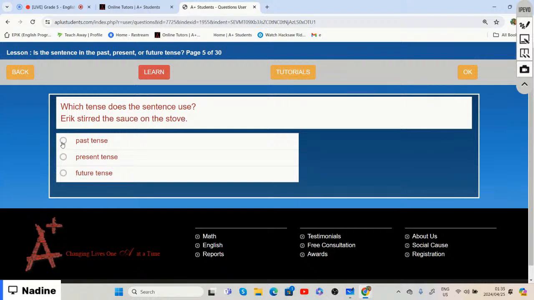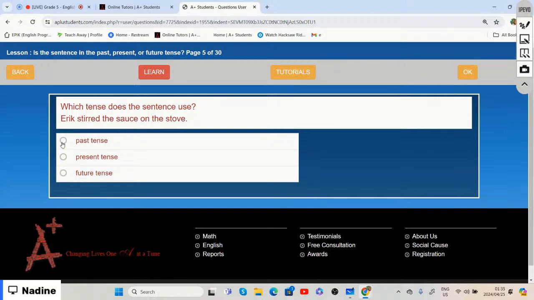Exactly, that is correct. It does not have a will in front of it, so it is not in the future. And eat, the irregular past tense verb in the past is going to be ate. So eat is correct. It's in the present tense.